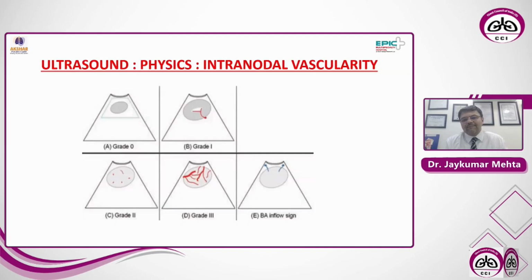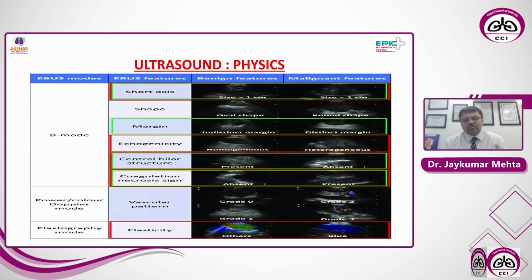Coming to the vascularity, which is very important because we don't want bloody smears in TBNA sampling. Once we put the EBUS scope, what we see is grade 0 vascularity, where there are no blood vessels inside the intranodal area. Grade 1 is hardly any, mainly in the central hilar structure. Grade 2 is a few blood vessels here and there, and grade 3 is a vascular structure with so many blood vessels. And then there is the BA inflow sign, which we usually appreciate on EBUS findings. Based on that, with incorporation of benign features and malignant features, the more vascular the lesion is, the more potential it has of being malignant.